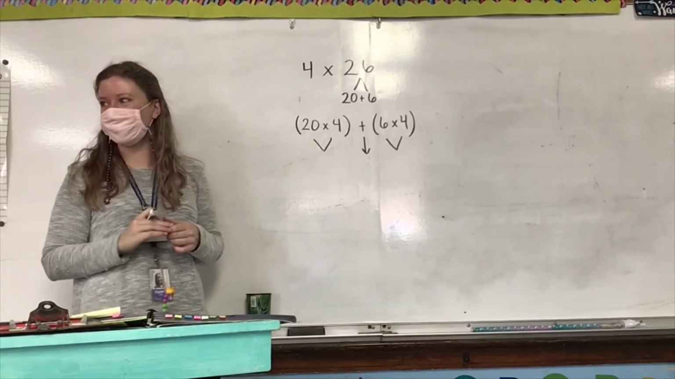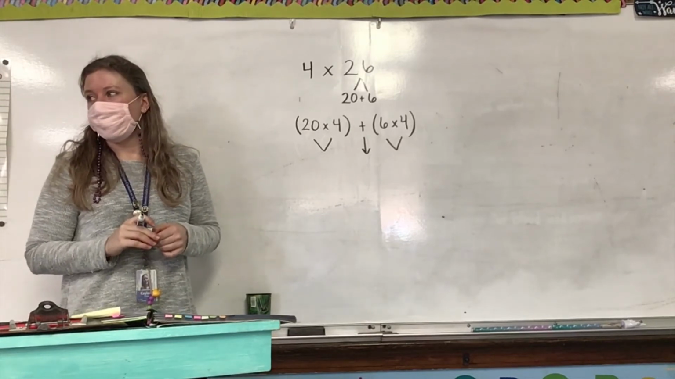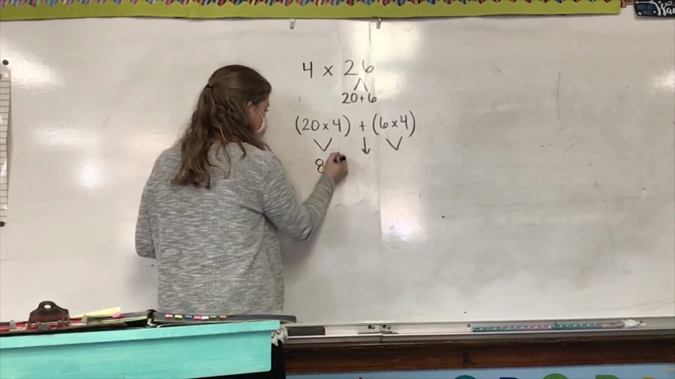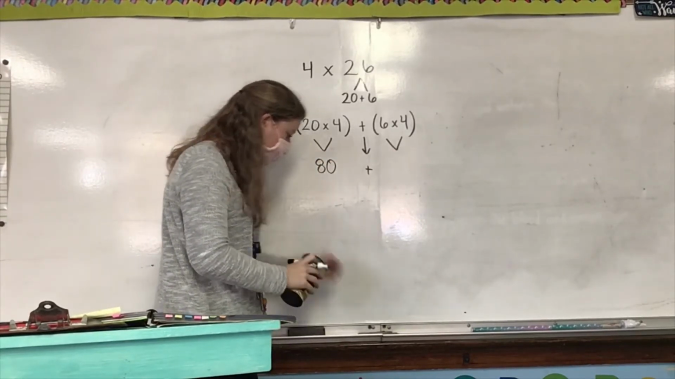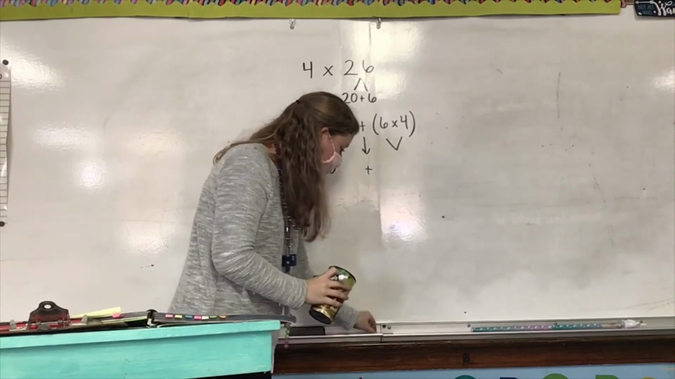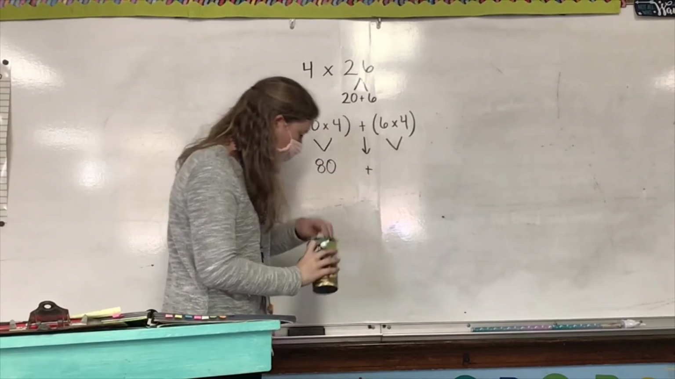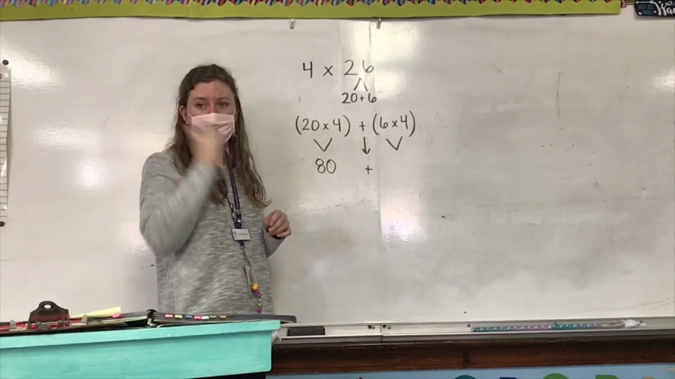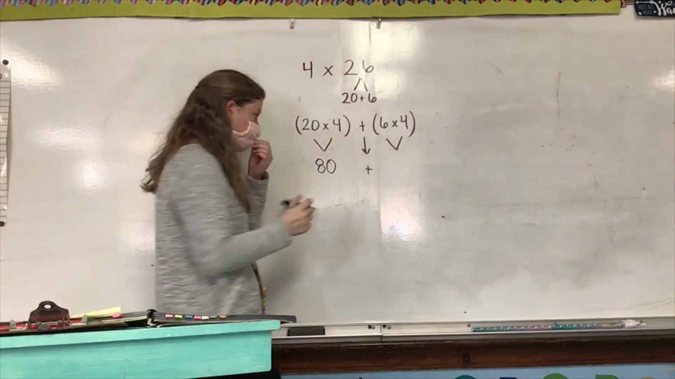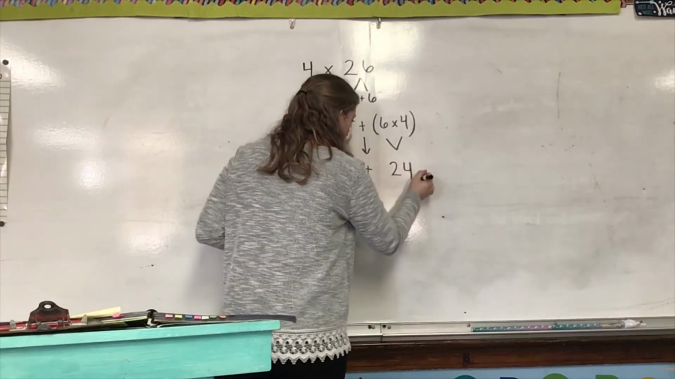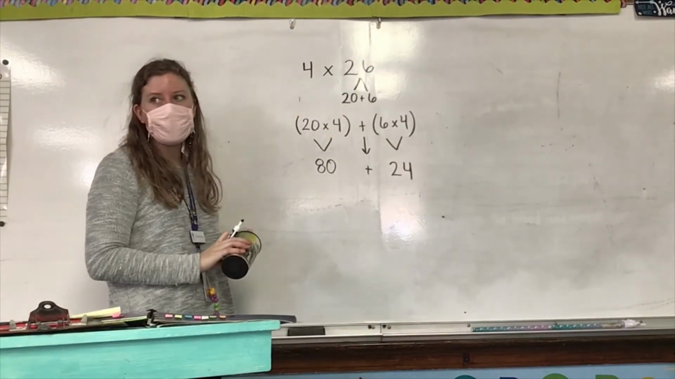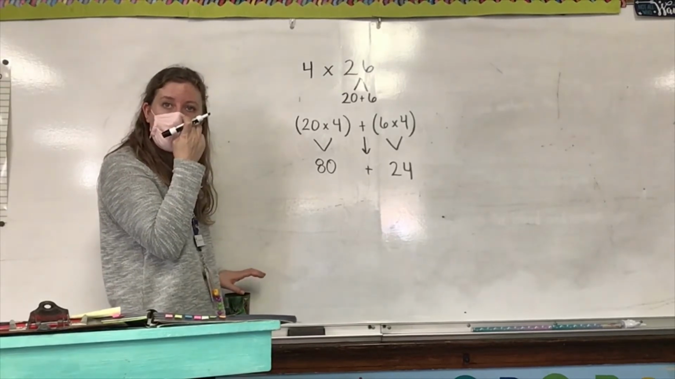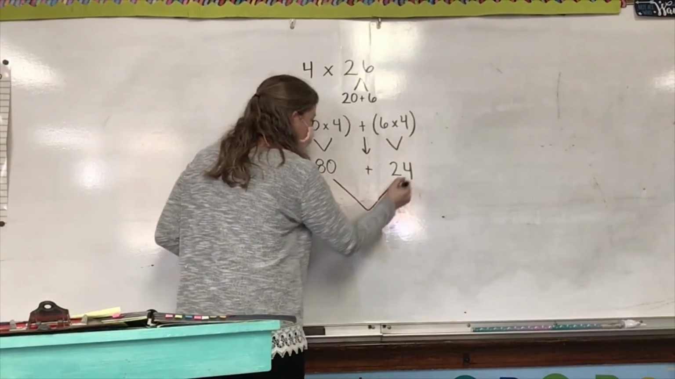Victoria, 20 times 4 is what? 80. I bring down my plus sign, and 6 times 4 is what, Smith? 24. Okay, what do I do now? Mason. You add 8 plus 24. I add my partial products.